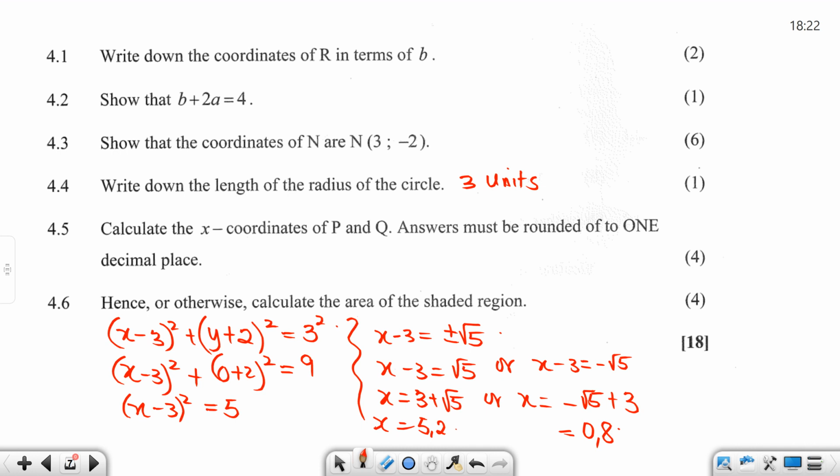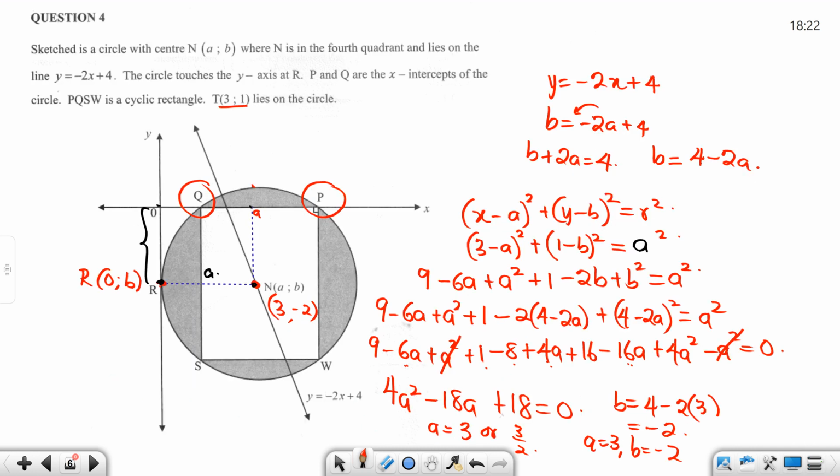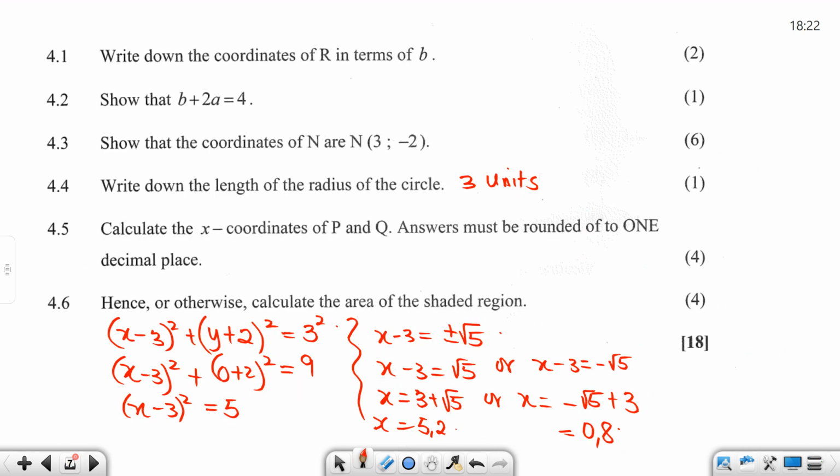We need to state. Let's go to the diagram. P is the one on the further end. All right. So my P is what? 5,2. So this is x of P, and this is x of what? Q. Make sense?